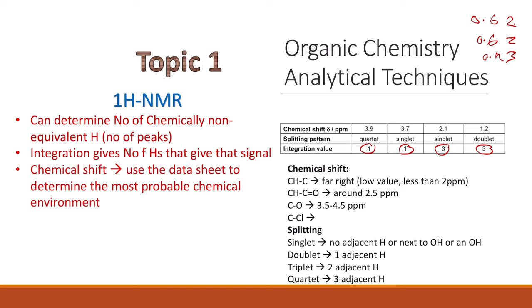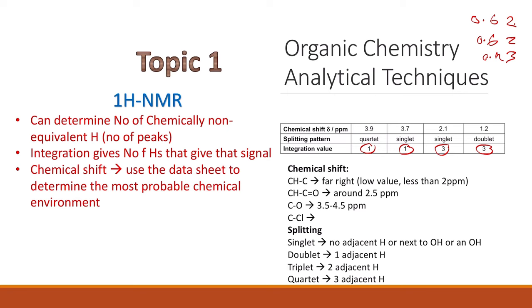Remember that for the chemical shift, you're going to use your data booklet to determine the most probable chemical environment. So if it's at the far right, less than 2, it's going to be a hydrogen next to a carbon. If it's in the middle, around 3.5 to 4.5, this is probably going to be a carbon next to an oxygen. And if it's around 2.5, it's a hydrogen on a carbon next to a carbon with a double bond to oxygen. And if it's further away, maybe it's an aromatic, where you can see it in the range of 6.5 until 8.5.